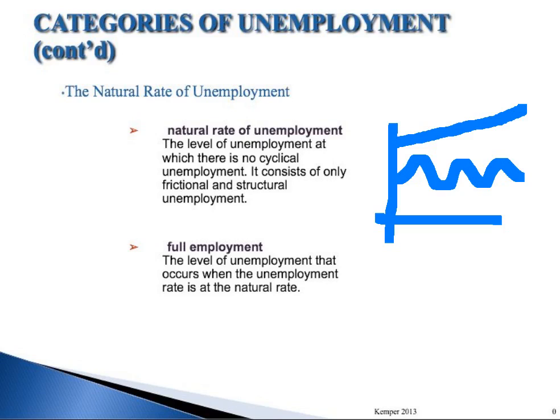What we would say is that if we are at the natural rate of unemployment, we are at full employment. This will never equal zero. Hint, that is going to be a test question. Full employment doesn't actually mean at all that the unemployment rate is zero. It's impossible to be 0%. We're just going to always have some natural unemployment.